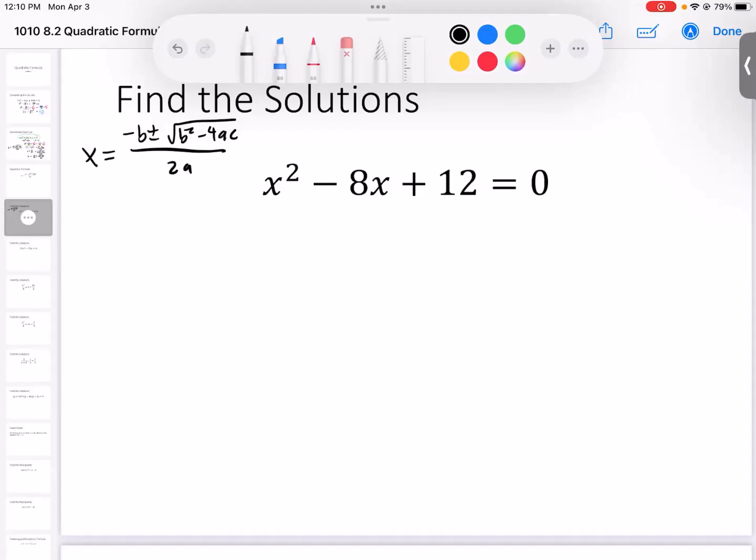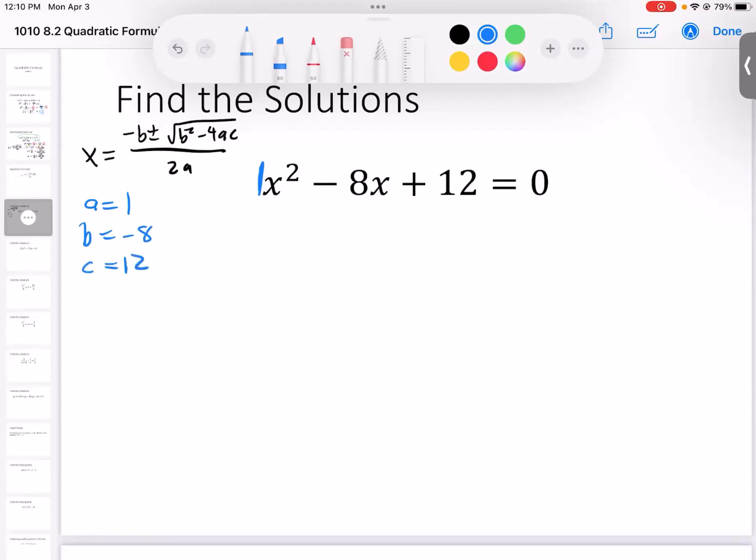Yep, it's good because it all equals 0. And in this case, what is a going to equal? Yep, 1, because 1 is the coefficient that goes with the x squared. What is b going to equal? Yep, negative 8. And what is c going to be?